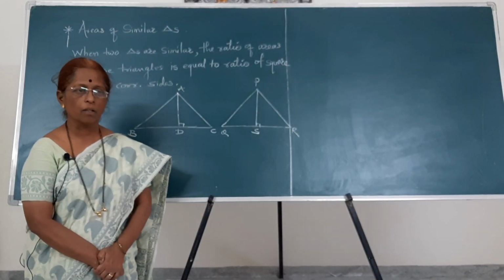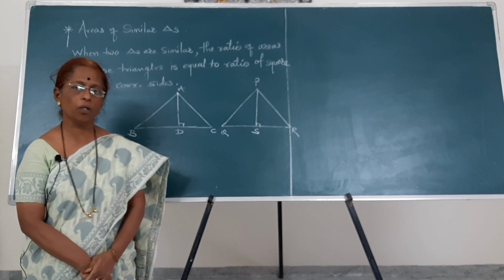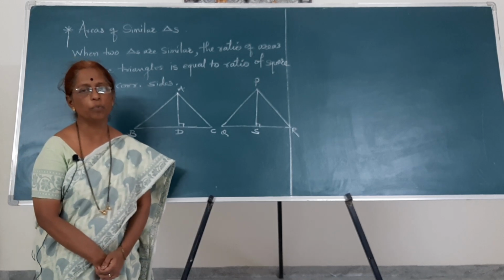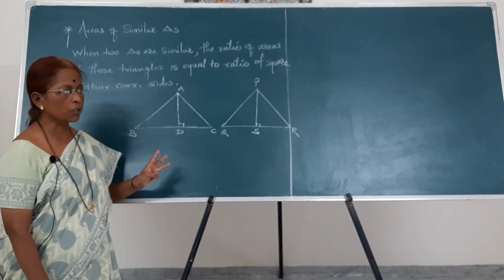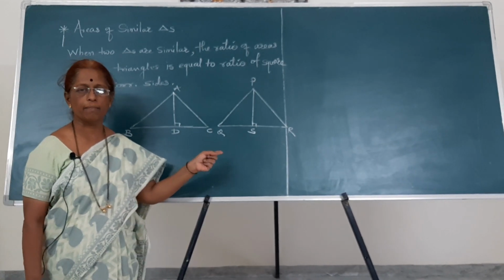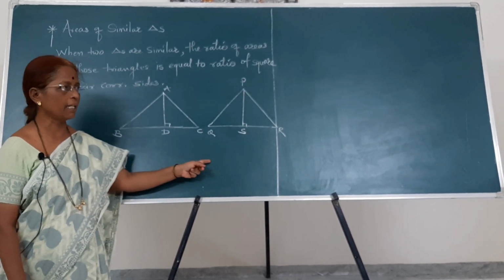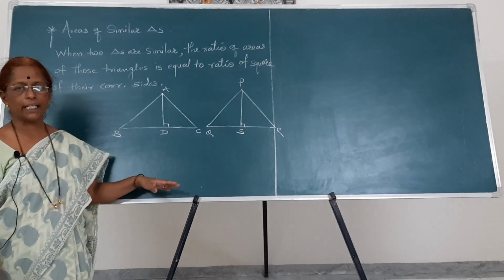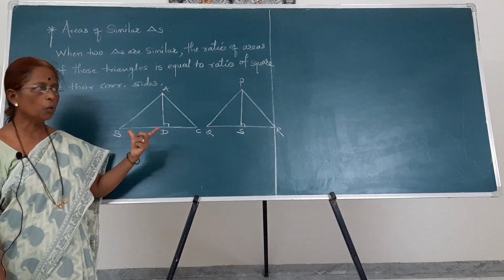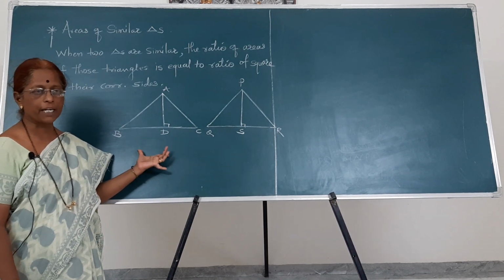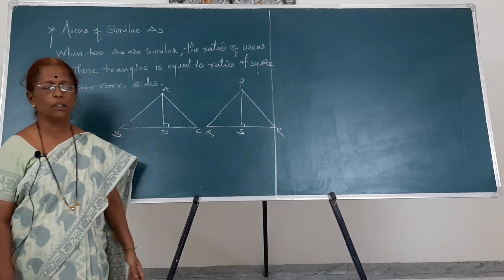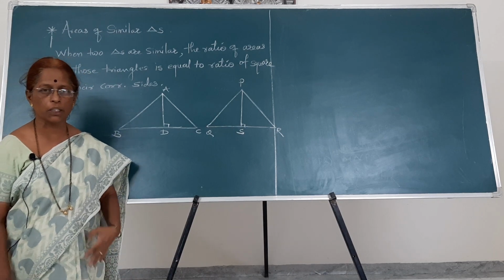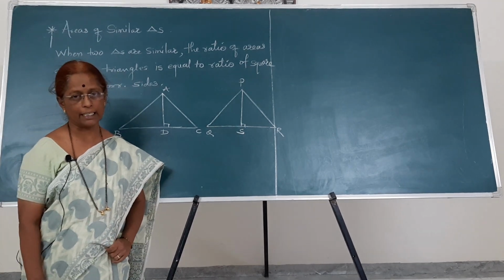Hi children. The word similarity you already learned in the 9th standard, when triangles are said to be similar. We studied 3 tests also: the SSS test of similarity, the SAS test of similarity, and the last one is the AA test of similarity. So what is the AA test of similarity? When two angles of one triangle are correspondingly congruent with two angles of another triangle, then the triangles are said to be similar to each other by the AA test of similarity.